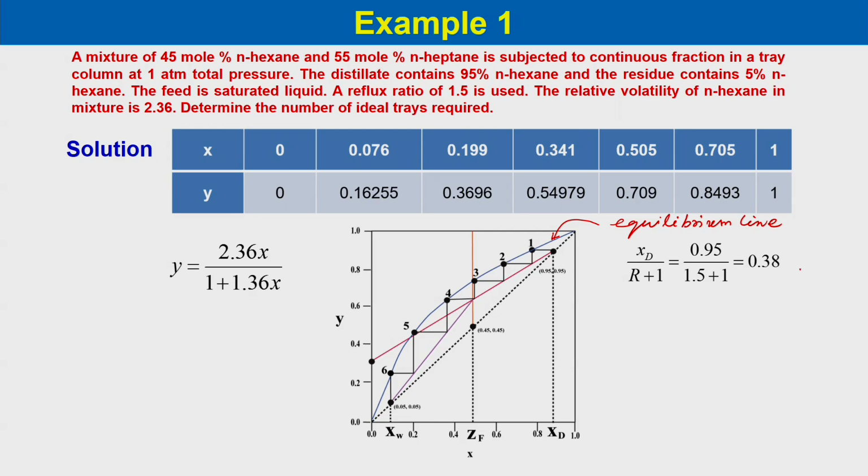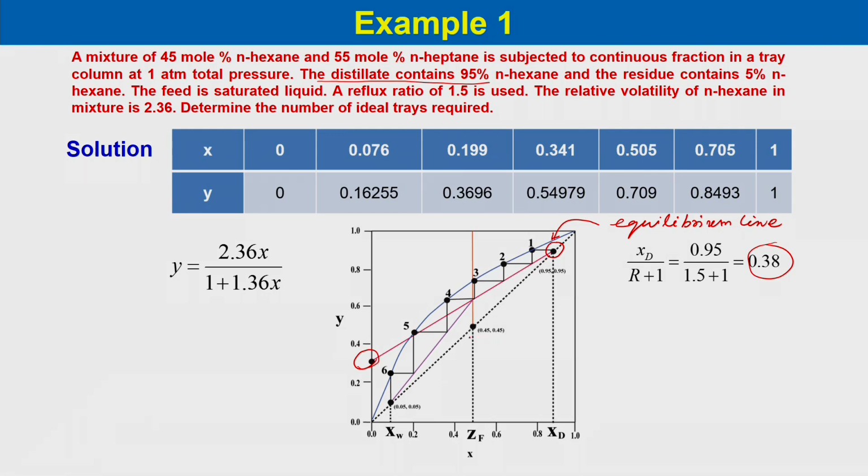And we know the intercept of the rectifying section operating line. So, we locate on the y axis 0.38, we locate the intersection point, and the composition of the distillate is given as 95% n-hexane. So, we know the point on the 45-degree diagonal, which is 0.95. So, with this we can plot the operating line of the rectifying section.